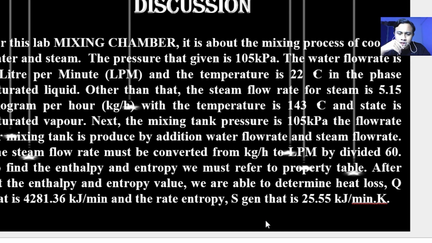To find the enthalpy and entropy, we must refer to the property tables. After getting the enthalpy and entropy values, we are able to determine the heat loss Q, which is 4218.36 kJ per minute, and the entropy generation rate SGen, which is 35.55 kJ per minute times K.